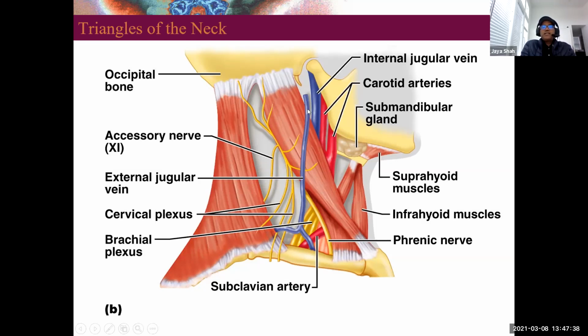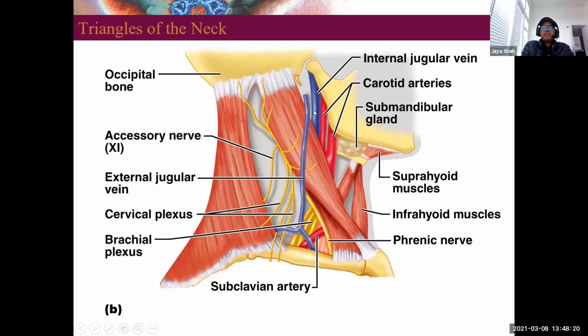So if you have made the list in the anterior triangle, you see what do you have? You have internal jugular vein, main structure, common carotid arteries, and branch of the common carotid artery, you see, external and internal carotid artery. And you have another gland that is called submandibular gland. In the posterior triangle, you have brachial plexus, phrenic nerve, subclavian artery, external jugular vein, and accessory nerve.